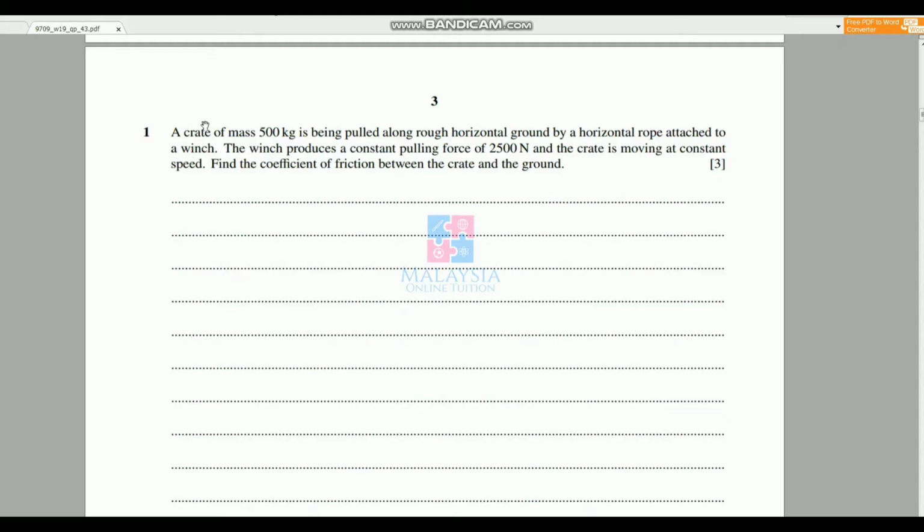So for question number 1, a crate of mass 500 kilograms is being pulled along rough horizontal ground by a horizontal rope attached to the winch. The winch produces a constant pulling force of 2500 Newton and the crate is moving at constant speed. Find the coefficient of friction between the crate and the ground.